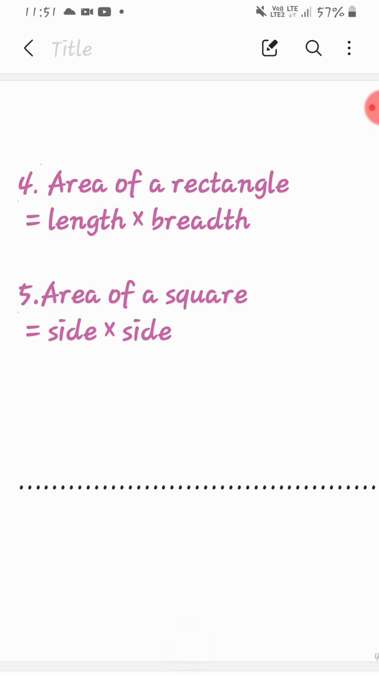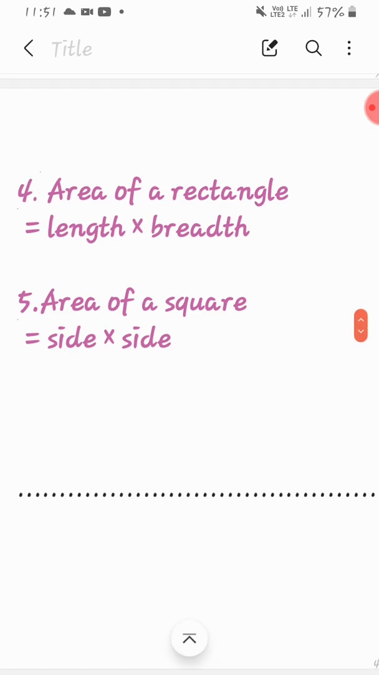Then area of a square, same way, if all sides are equal, here the formula is what? Side into side. Suppose 4 centimeter or 5 centimeter is the side of one square, then 5 into 5, 25 centimeter square will be the answer. Hope you have understood the introduction part. Now we are going to discuss the exercise one by one.